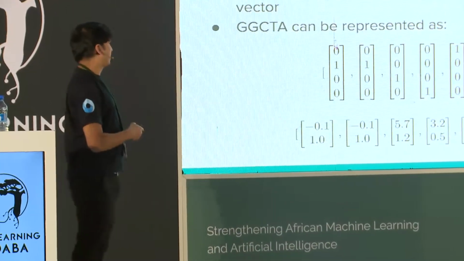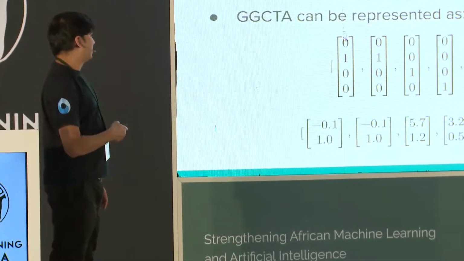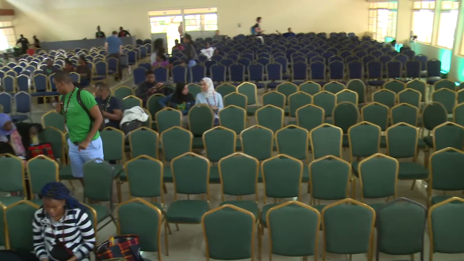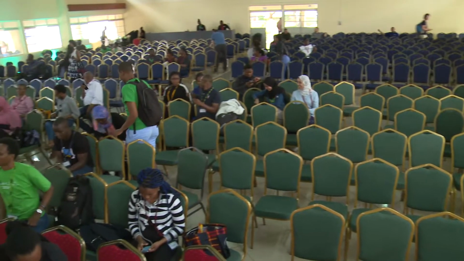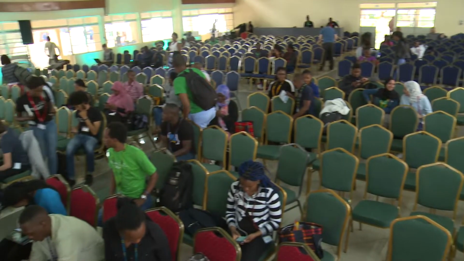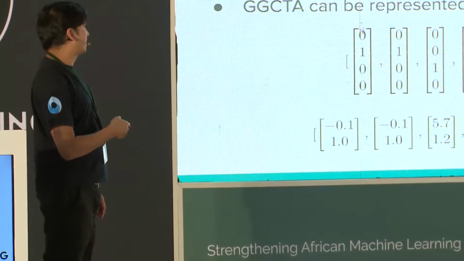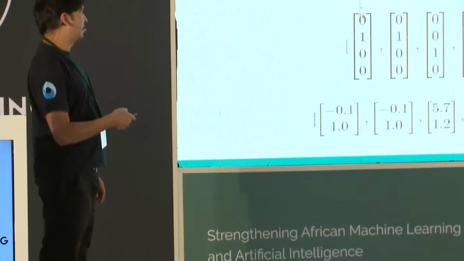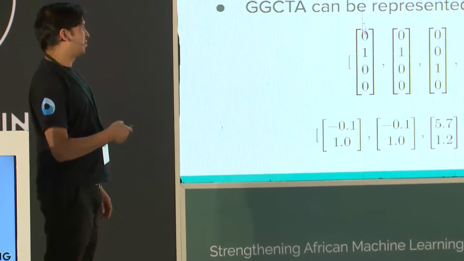Okay, and now if we have a sequence like GGCTA, we can represent this. We can basically just substitute the appropriate one-hot vector for each of the letters and construct our encoded or embedded sequence like this.